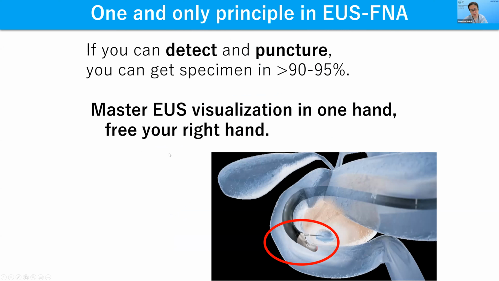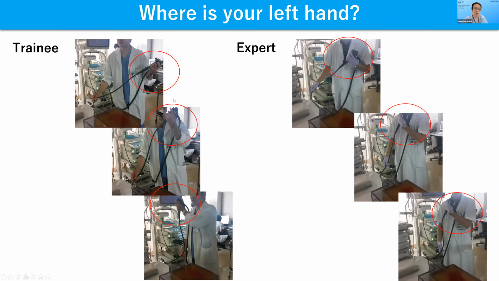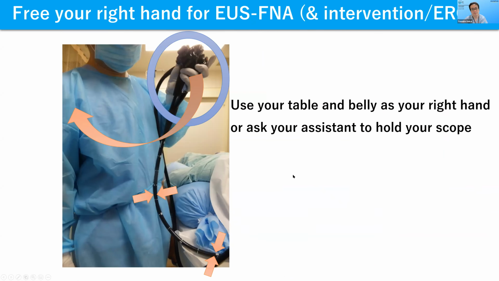So first, you have to learn EUS visualization, and then you can perform EUS-FNA very easily. When we perform EGD and colonoscopy, we use the right hand to manipulate the scope. But for EUS-FNA, the left hand is most important. This is a training. As you can see, the left hand moves from the left side to the right side. But for the expert, it's a very small movement. The scope is always in front of your chest. This is quite important to perform FNA or interventional EUS.